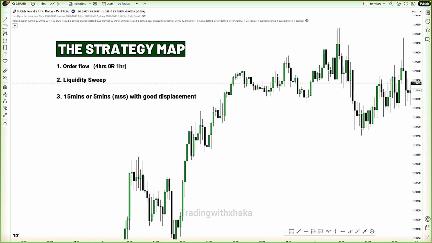Then the fourth is entry during kill hours. Time works with price. They work hand in hand. There's no price movement without time. That's why we have the best opportunity to make money when the setup occurs during the kill hours. So let's begin with order flow.